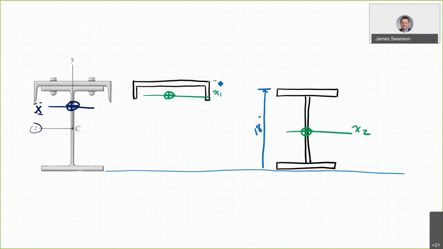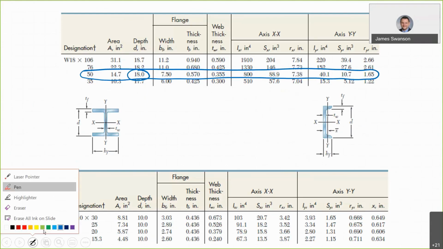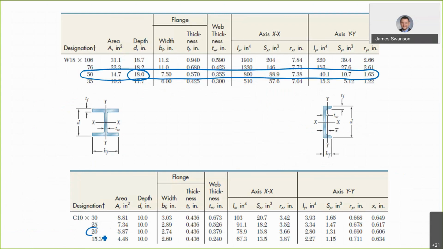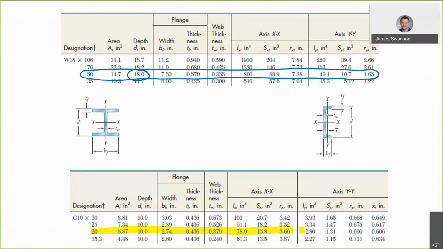Now, I also need to get up to the top of this channel, so I need the thickness of the web of the channel. Let me see, where am I at? There we go. If I go here and look at the channel, we're looking at the C10 by 20. So that's this row right there. I can get a highlighter in here. There we go. So that's that row there.